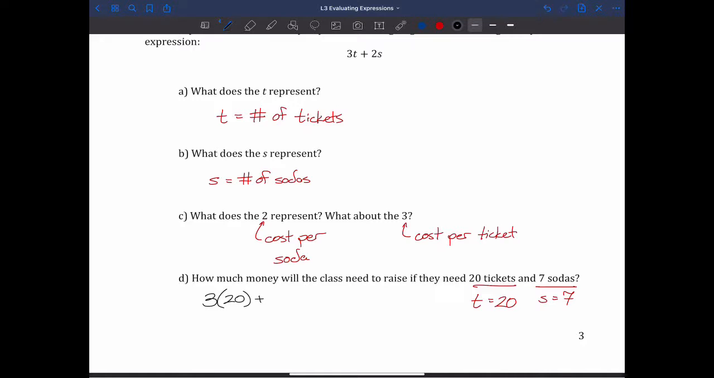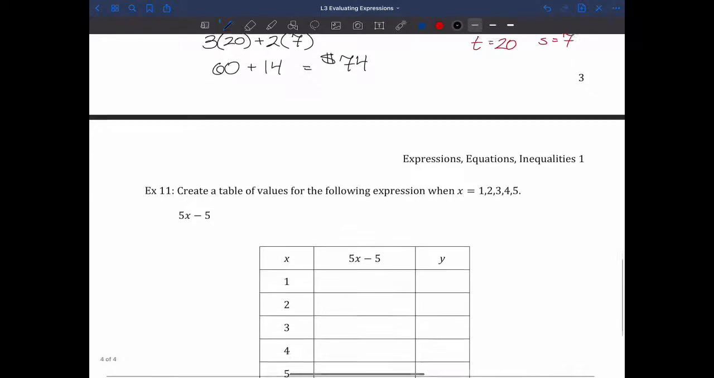And then we're adding on the cost, $2 for each of 7 sodas. If I do that multiplication out, 3 times 20 is 60, 2 times 7 is 14, and all together, it's going to cost us $74 dollars to bring everybody to the movies. It's pretty good for 20 tickets. Wowee. All right. We got one last little piece to talk about.